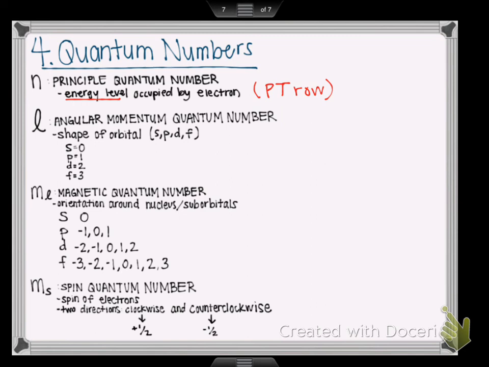The last quantum number is MS, the spin quantum number, and this describes the spin of the electrons. It can have two directions, either clockwise or counterclockwise. If it is clockwise, it is positive 1/2. If it is counterclockwise, it is negative 1/2.